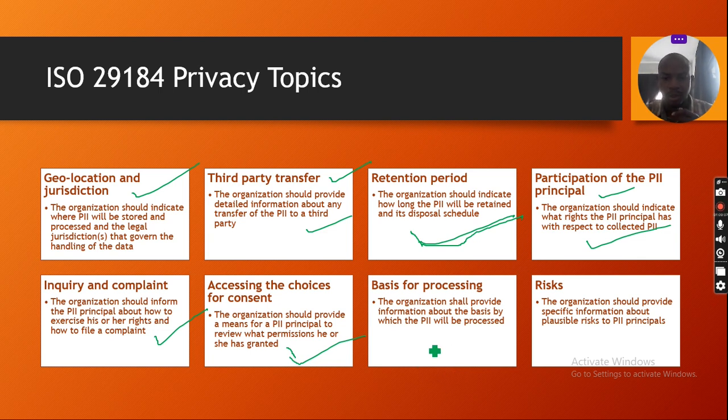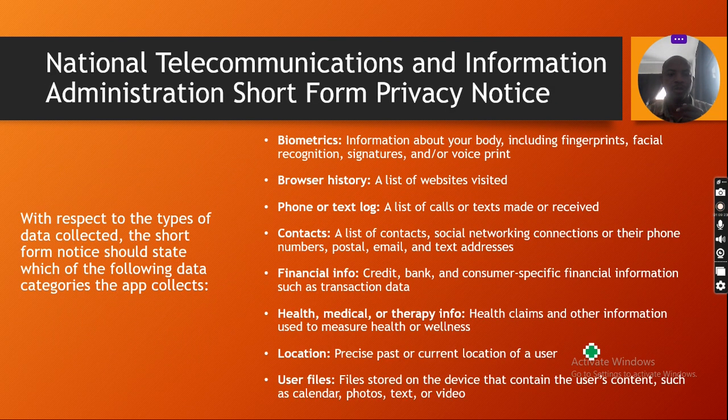There is also the basis for processing. The organization should provide information about the basis on which the PII will be processed. The risk: the organization should provide specific information about possible risk to the personally identifiable information. Okay, here are the National Telecommunications and Information Administration's short form privacy notices.